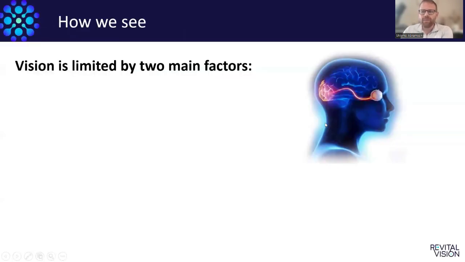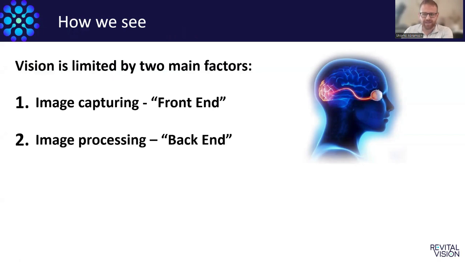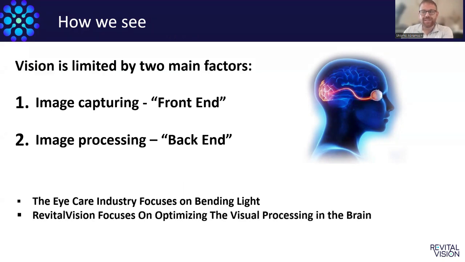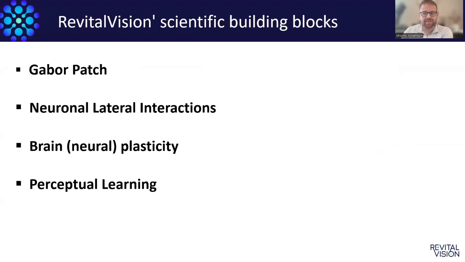So the quality of the image we see depends on both image capturing and image processing. RevitalVision focuses only on optimizing the brain's visual processing. RevitalVision does not affect refraction or accommodation. This was ruled out in randomized controlled studies. RevitalVision Science is based on four building blocks: Gabor patch, neuronal lateral interactions, brain plasticity, and perceptual learning.